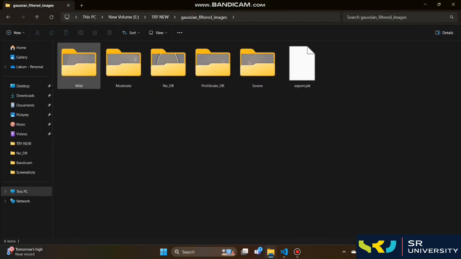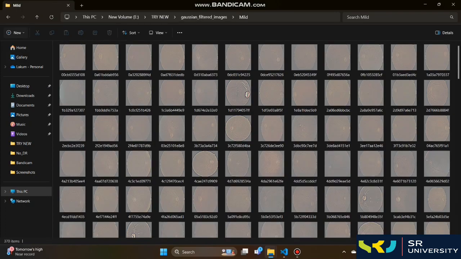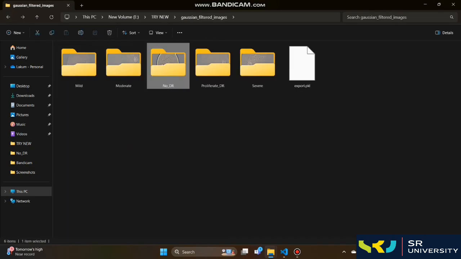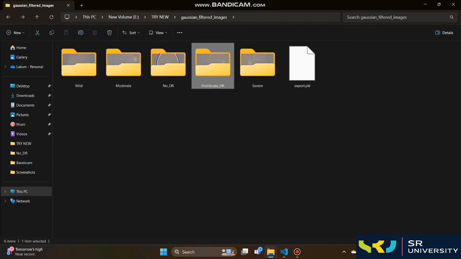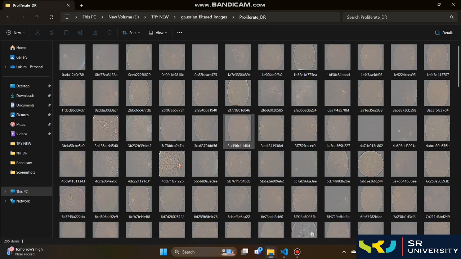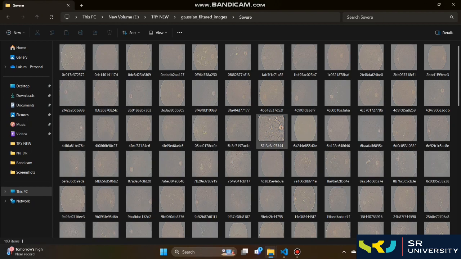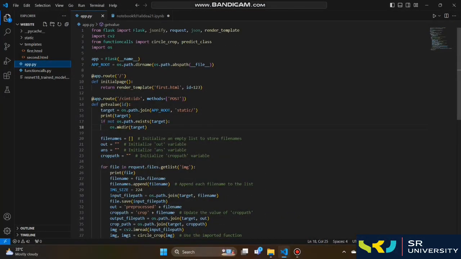This is a dataset. We have divided it into five different types according to DR. This belongs to mild. This is moderate. No DR, it's a normal retinal image. Proliferative DR. And this is severe DR. We have applied a Gaussian filter to it. We're going to run this to see the output of the project.